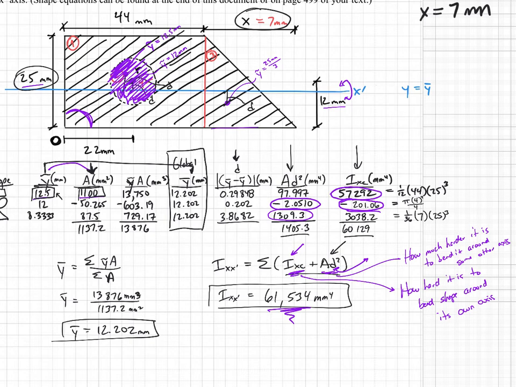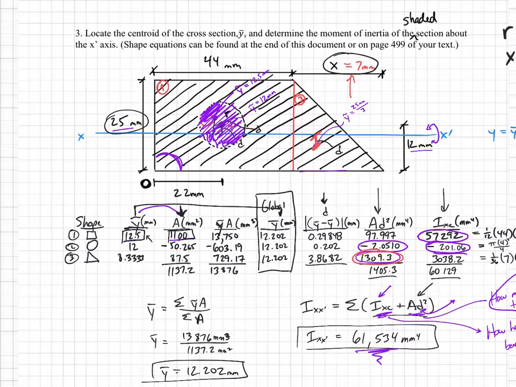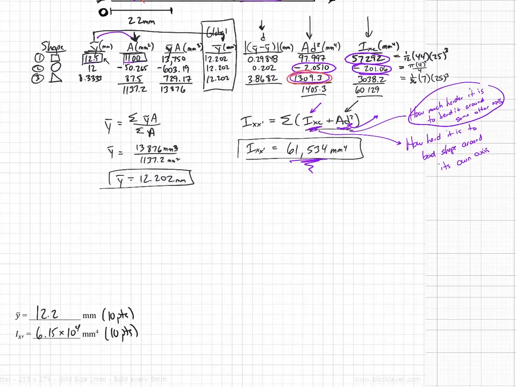As far as how much harder it is to bend it around some other axis, you notice that the triangle right here had the largest value, and that was simply because its centroid was the farthest away from the global centroid. It still wasn't terribly important because this triangle is 7 by 25, whereas this main thing is 44 by 25. So the triangle is just not really that important, and in this case, everything basically is just dominated by the sheer size of that rectangle. So that's just kind of a thought process of what these numbers are.